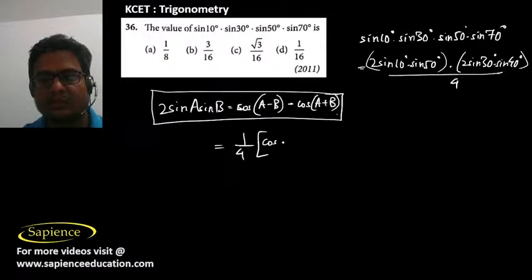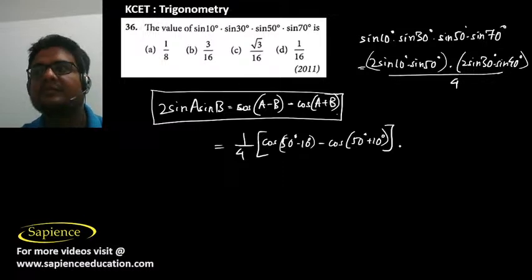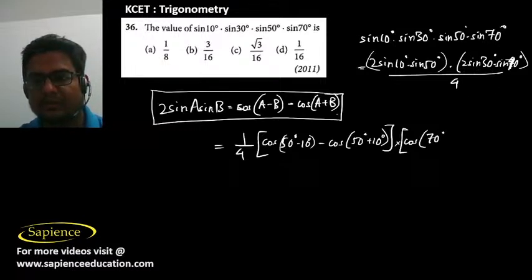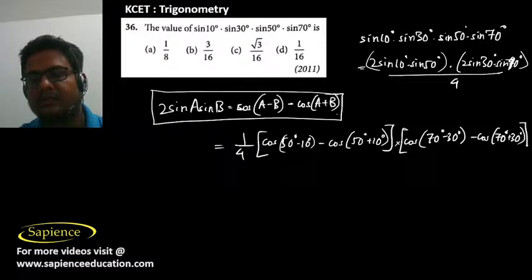That is cos 50 minus 10 minus cos of 50 plus 10, then into, that is cos of, sorry, this is 70. 30 cos of 30 minus 70, that's cos of 70 minus 30 minus cos of 70 plus 30, that is 100.